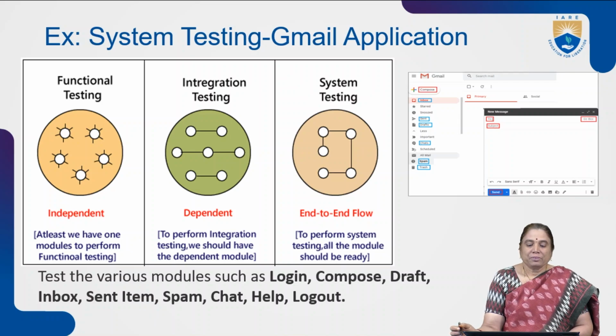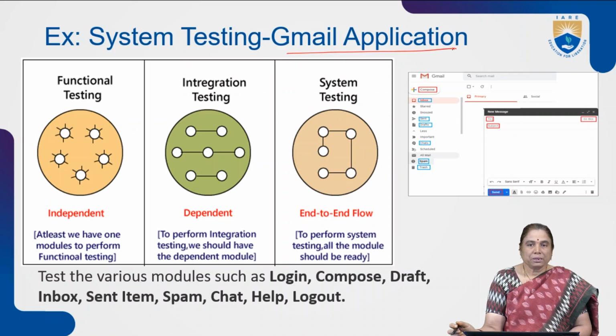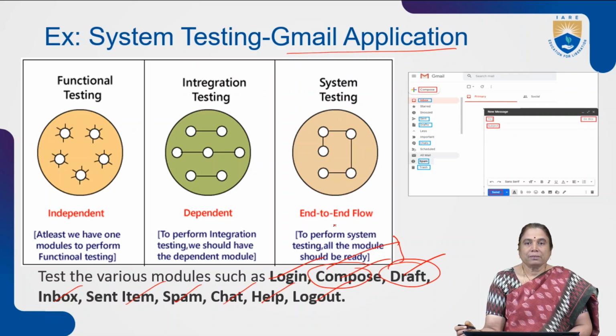As an example for system testing, consider the Gmail application. The Gmail application generally has a variety of modules like login module, compose module, draft, inbox, sent items, spam, chat, help, and logout. These individual modules can be tested with the help of unit testing. Later they are integrated and integration-level testing is performed. Later all the modules comprise the system, the Gmail application, and the whole application is tested with the help of system testing.